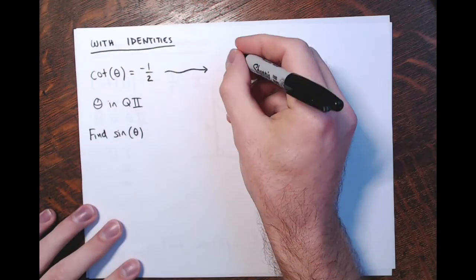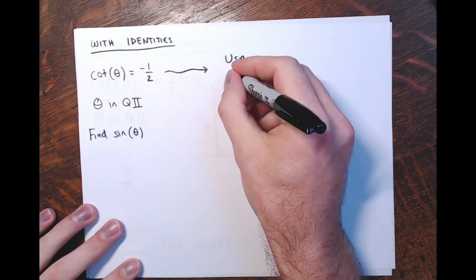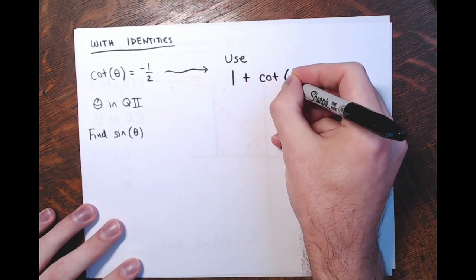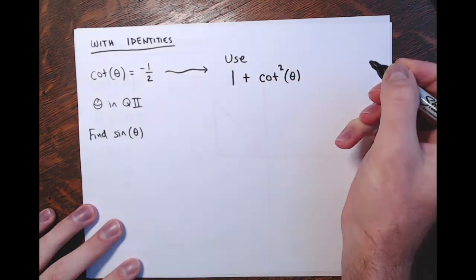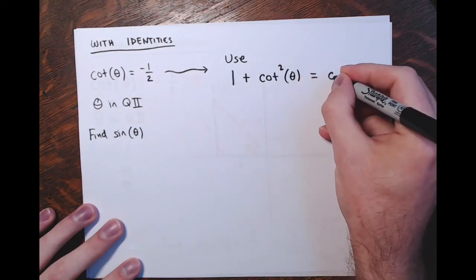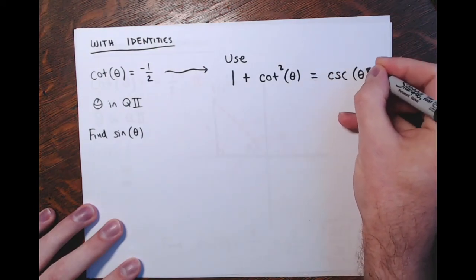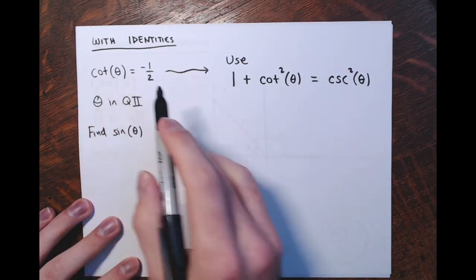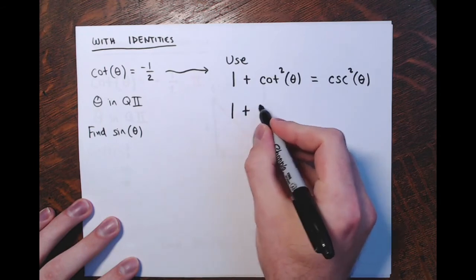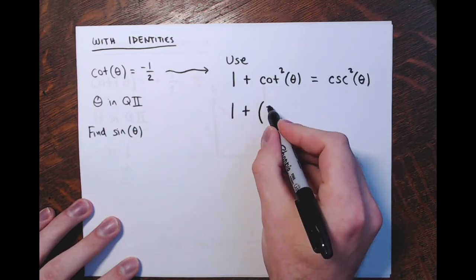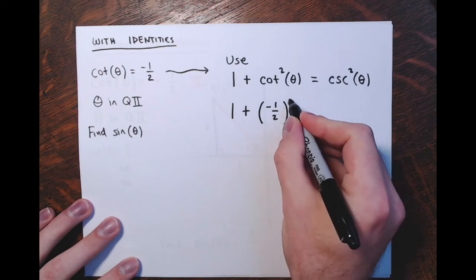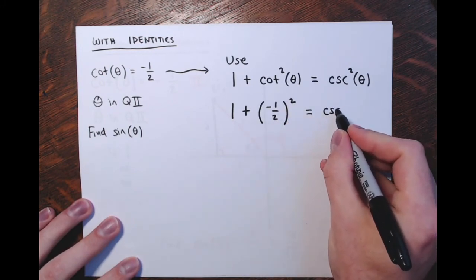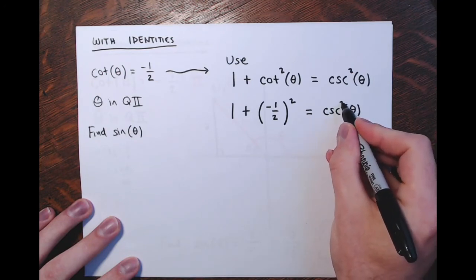So I'm going to use the Pythagorean identity, 1 plus the cotangent of theta squared will be equal to the cosecant of theta squared. All right, so I plug in. Now the cotangent of theta is negative 1/2, right? So we got 1 plus negative 1/2, and again, this is getting squared. And this should be equivalent to the cosecant of theta squared.